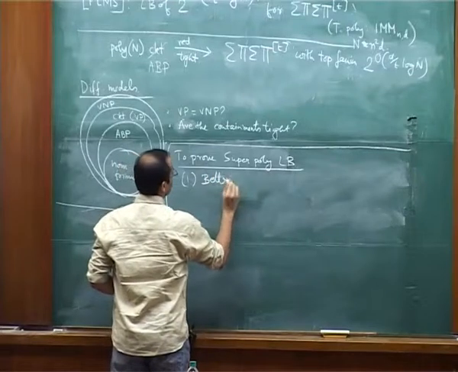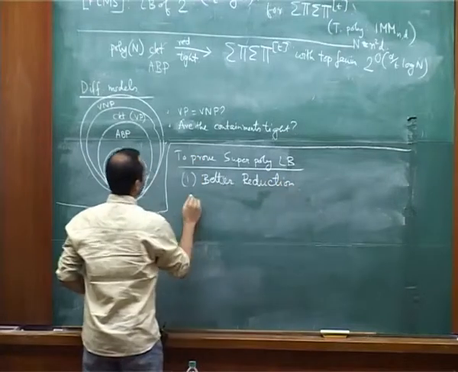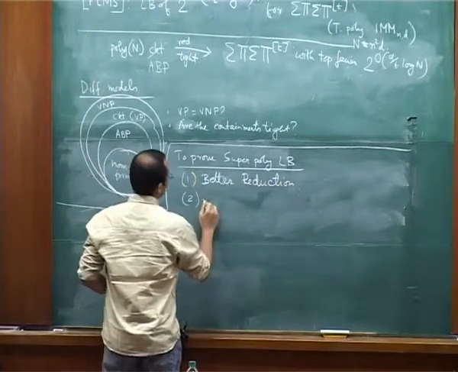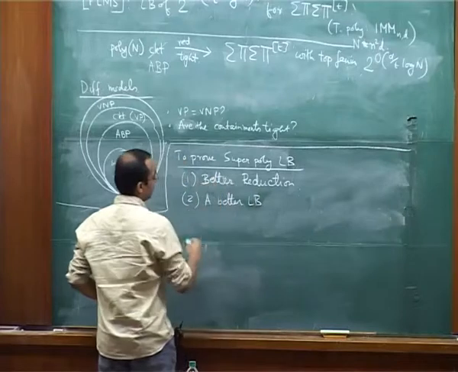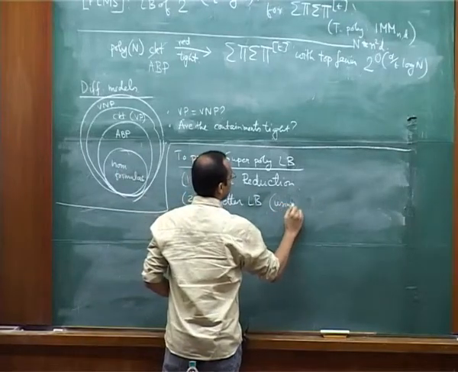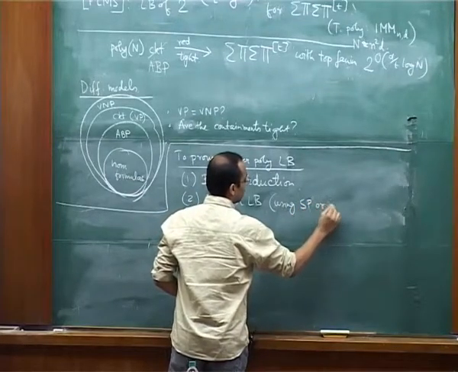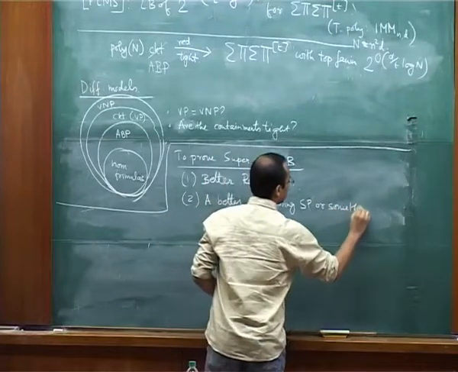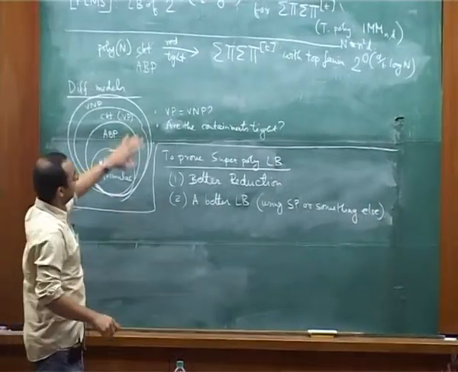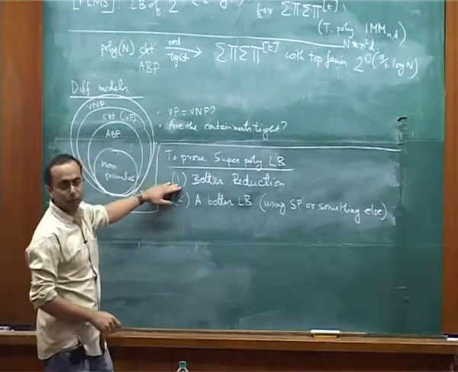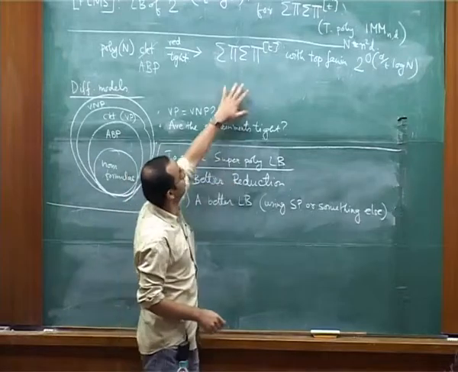A better reduction, or possibly a better lower bound for already known models, maybe using whatever measure, using shifted partial or something else. So this result basically rules out part of this first option. I say part of this because it rules out only a better reduction for this model.